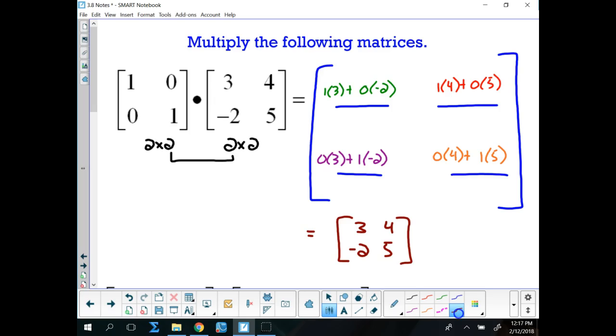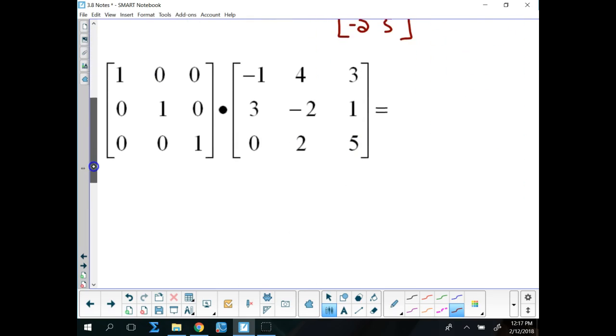So now going forward, if you multiply by ones along the main diagonal and zeros everywhere else, you don't even have to do the multiplication anymore. It's right there for you. But the kicker is ones along the main diagonal, zeros everywhere else. What's this one going to be?